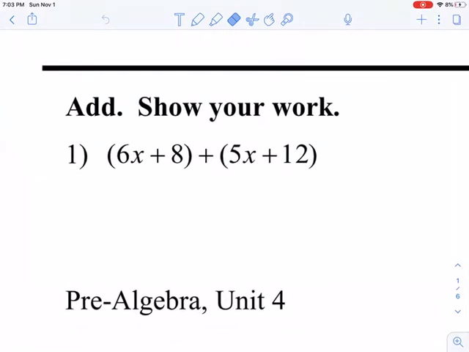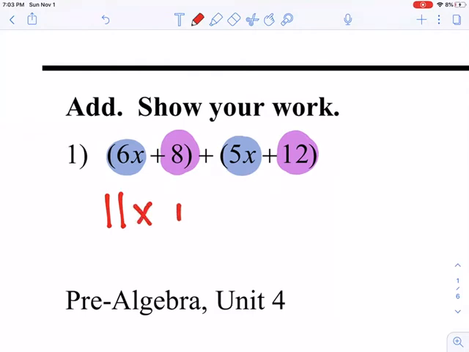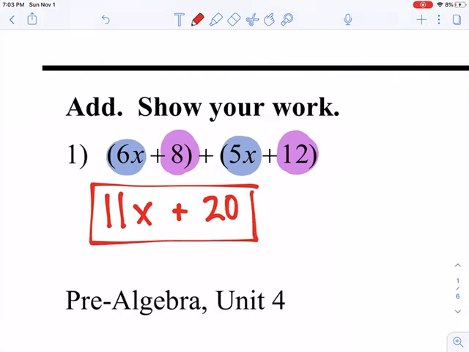So we can rearrange this based on the commutative property and the associative property that we've already talked about. You want to look at what you can combine, and you can combine the x's, and then you can also combine your constants. So 6x's plus 5x's give you 11x's, and then 8 plus 12 gives you 20. You cannot combine those because one has an x and the other one does not.